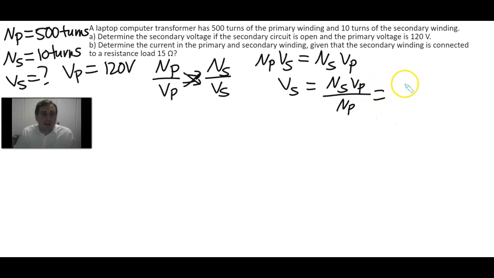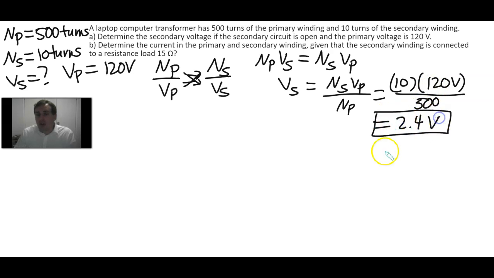So the numbers go in. The number of secondary turns is 10 turns. The voltage on the primary is 120 volts, and then the number of turns on the primary was 500 turns. Now, this ends up being 10 over 500, which is 1 over 50. Now, 1 over 50, I think, is the same thing as 2 over 100. So that's 2 hundredths. So 1 hundredth of 120 should be 1.2. So 2 hundredths, I think, should be 2.4. And that should be volts. Okay, so 2.4 volts is on the secondary.